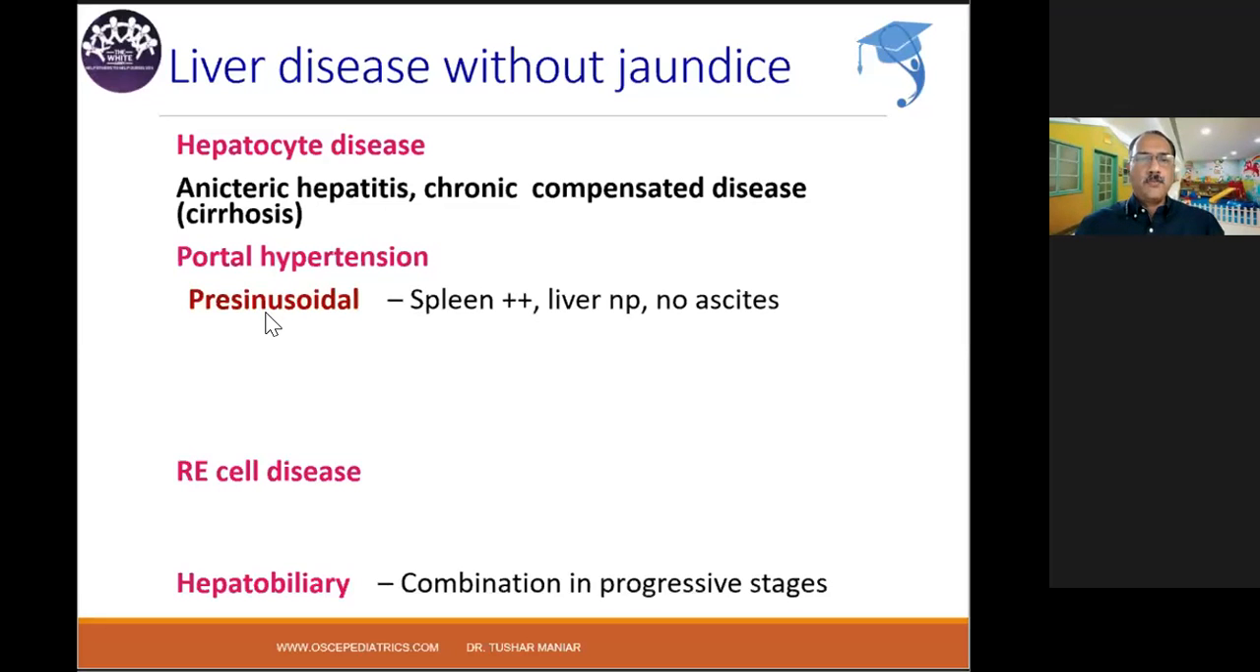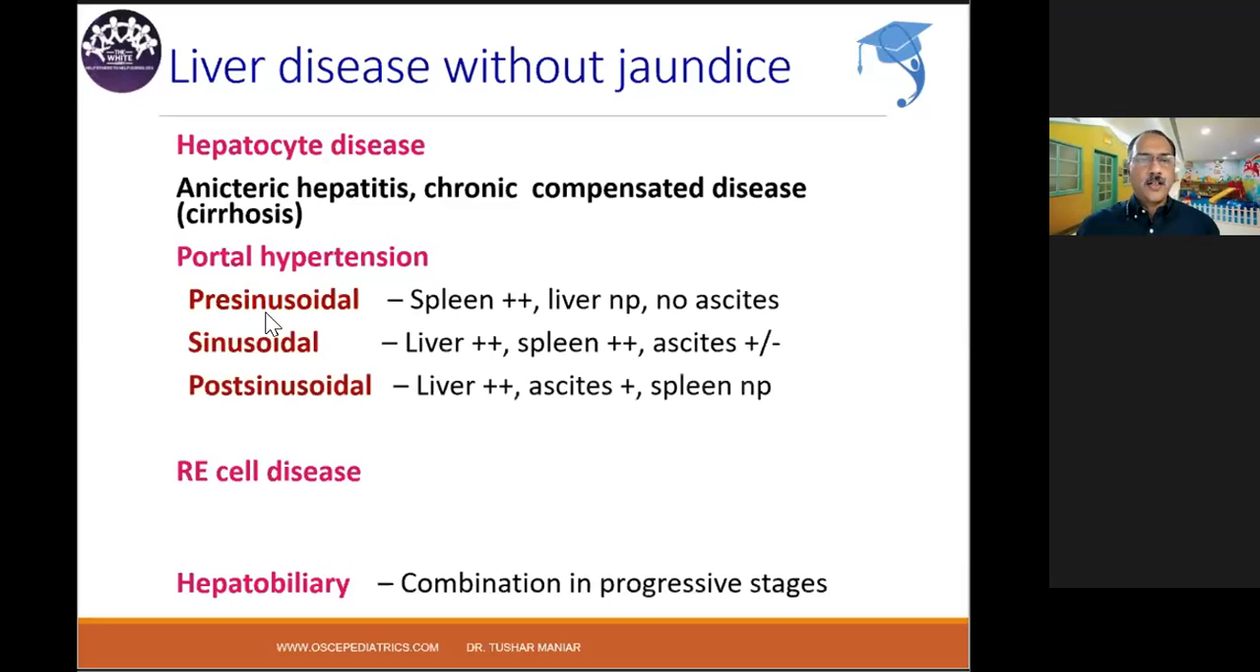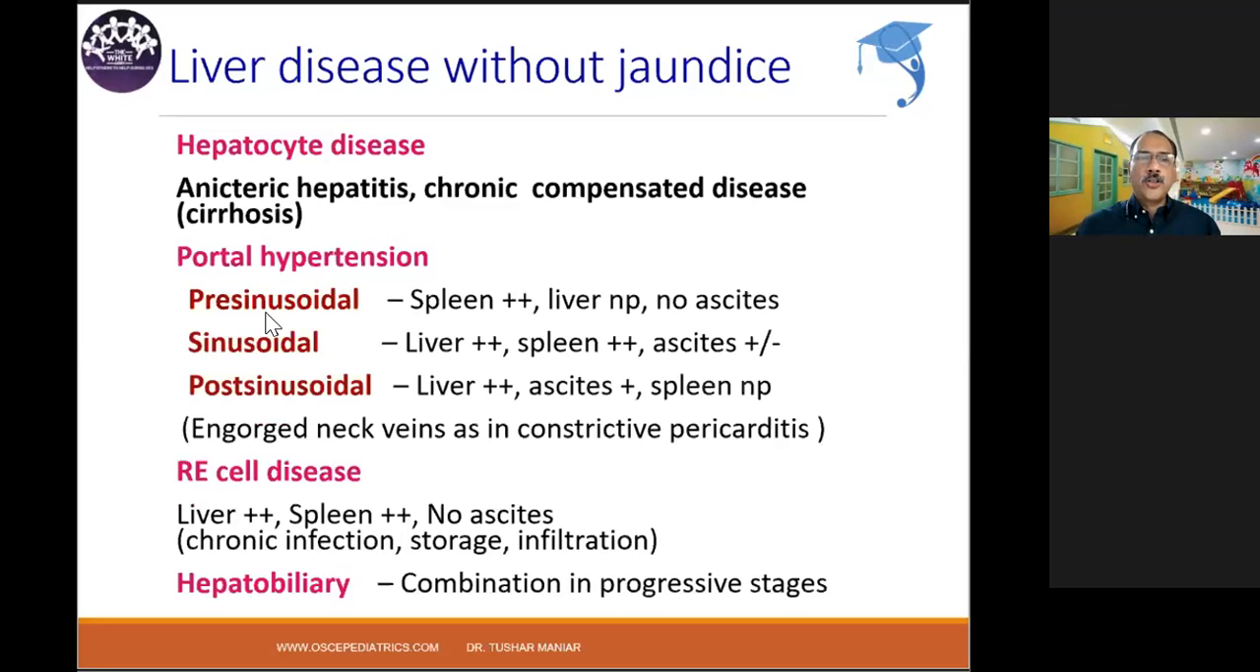Now, portal hypertension, pre-sinusoidal. I will just show you in the next slide the interplay between ascites, liver, and spleen. How do we differentiate different diseases based on these three conditions? Whether it is pre-sinusoidal, sinusoidal, or post-sinusoidal, and if it's an RE cell involvement, you're looking at mainly a hepatomegaly or hepatosplenomegaly. And if there are engorged neck veins, then you are also thinking about constrictive pericarditis in a post-sinusoidal situation.